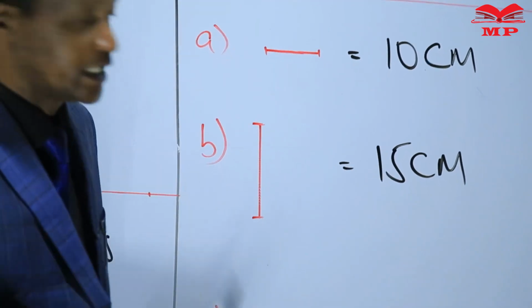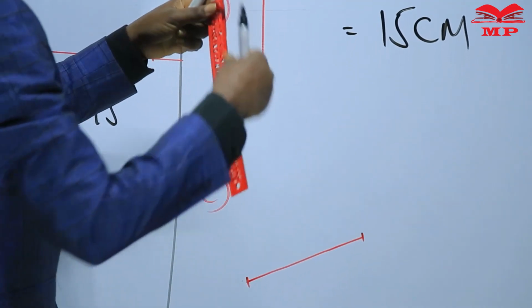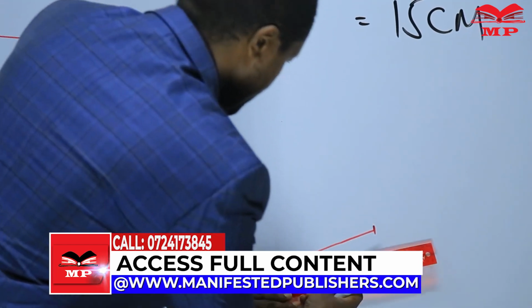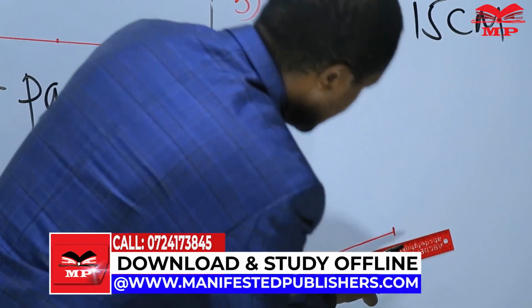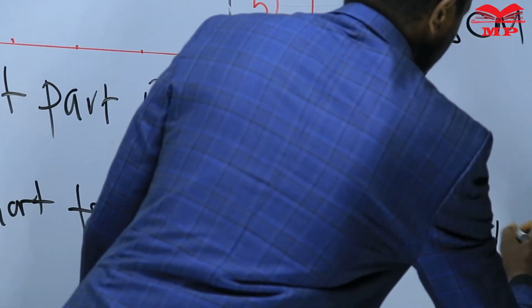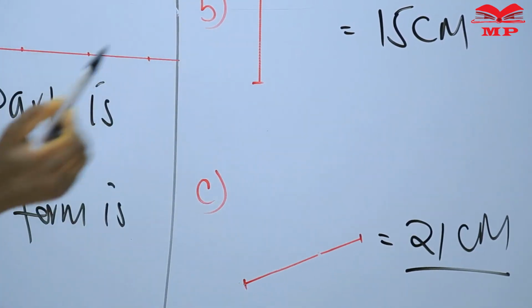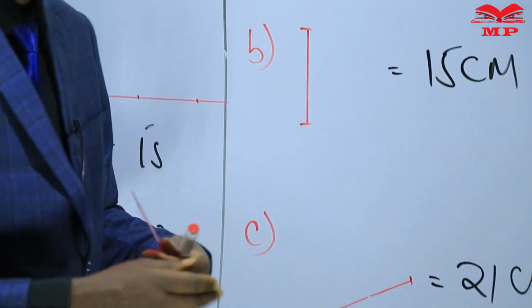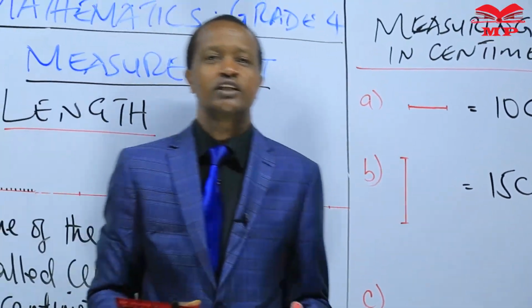Cm stands for centimeters. Then in C, line C, from this point to this point of line C, this is equal to 21 centimeters. From this point to this point, the length is 21 centimeters. So learners, we've come to the end of our today's lesson.